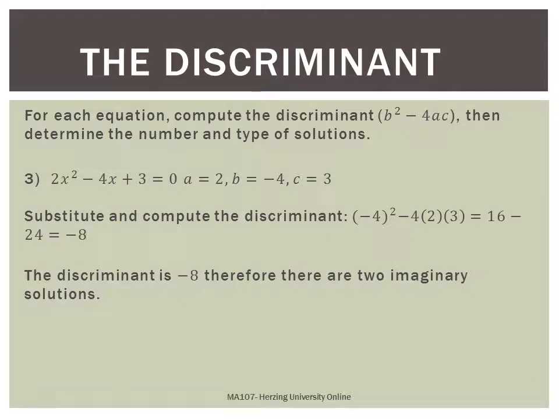For each equation, compute the discriminant b squared minus 4ac, then determine the number and type of solutions. Example 3. 2x squared minus 4x plus 3 equals 0. a equals 2, b equals negative 4, c equals 3. Substitute and compute the discriminant. Negative 4 squared minus 4 times 2 times 3 is equal to 16 minus 24, which equals negative 8. The discriminant is negative 8, therefore there are two imaginary solutions.